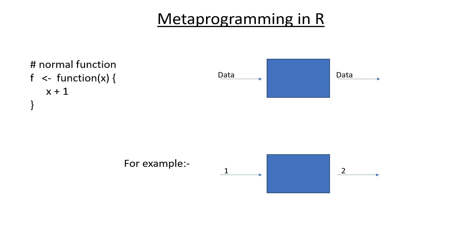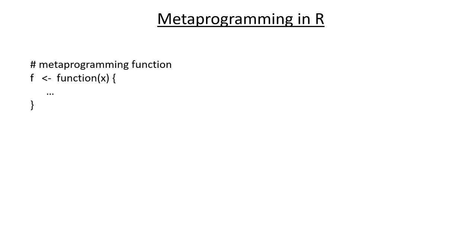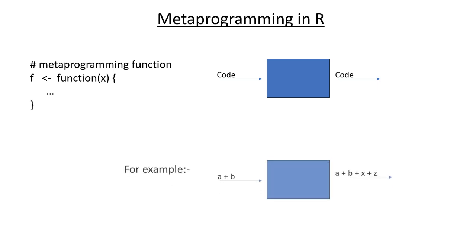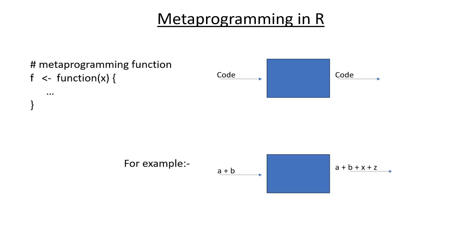There are hidden gems present in R, and with metaprogramming we can explore these hidden gems. So let's get started. What does a metaprogramming function do? It takes code as data and returns code as output. For example, this is the code here, a plus b, and it returns another code. That is an example of metaprogramming in R.